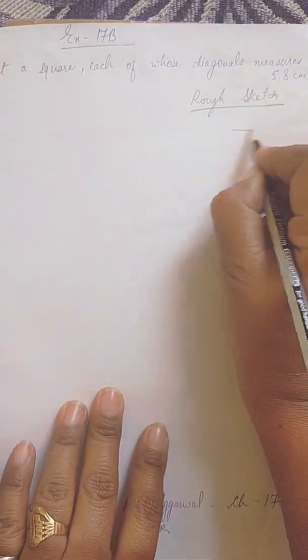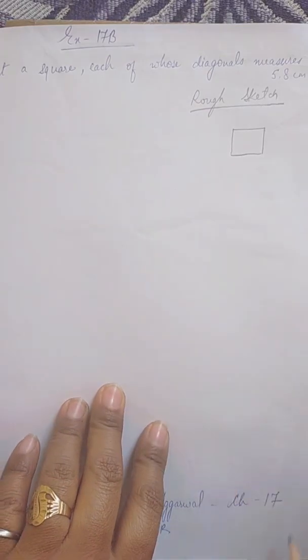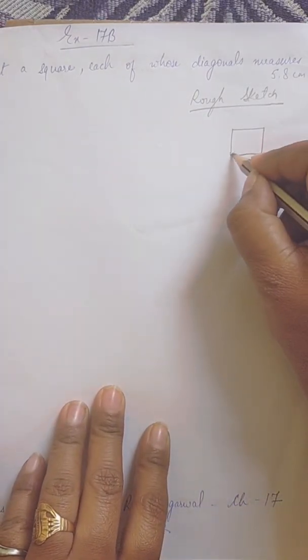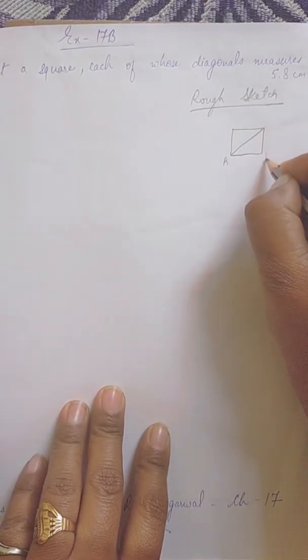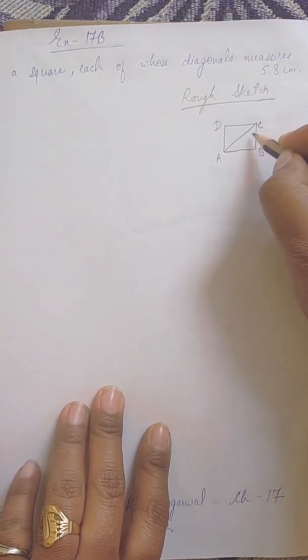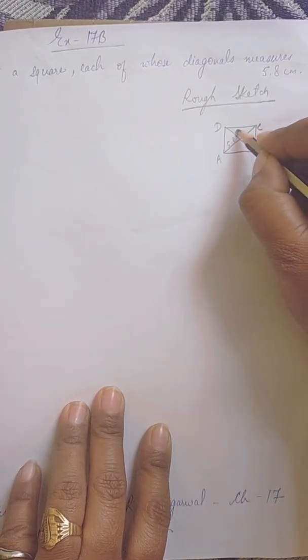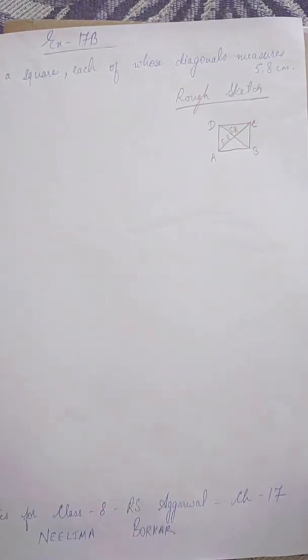So all of us know about a square. It's a figure like this. All four sides are equal. Now this we can name A, B, C, D. So the length of this diagonal AC is 5.8 centimeter, as well as BD is again 5.8 centimeter. Both diagonals they have given 5.8 only.